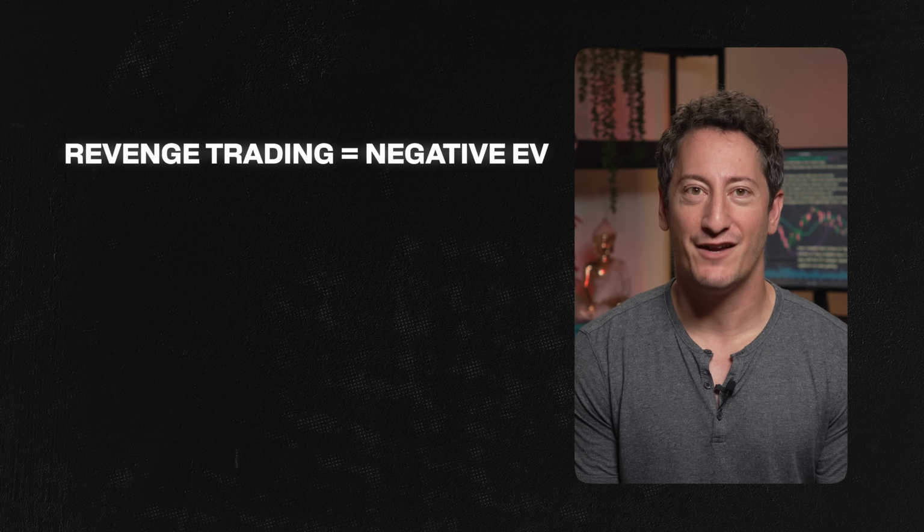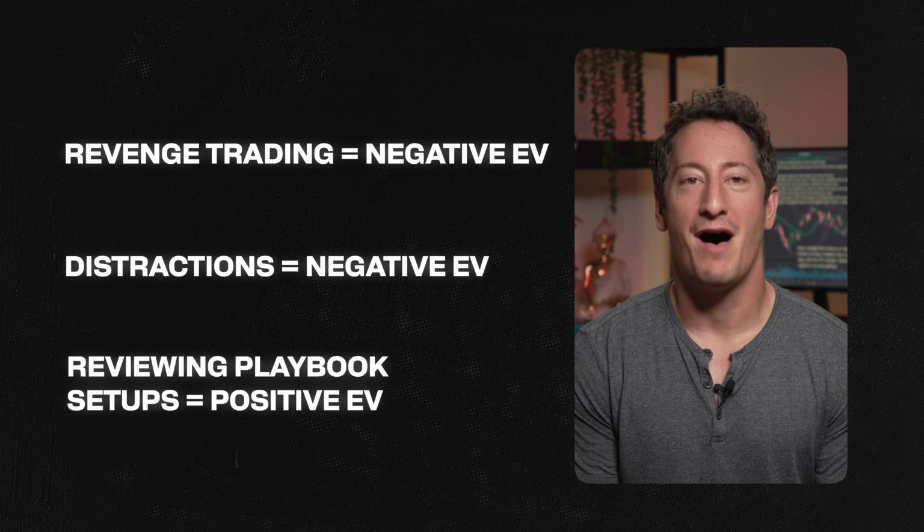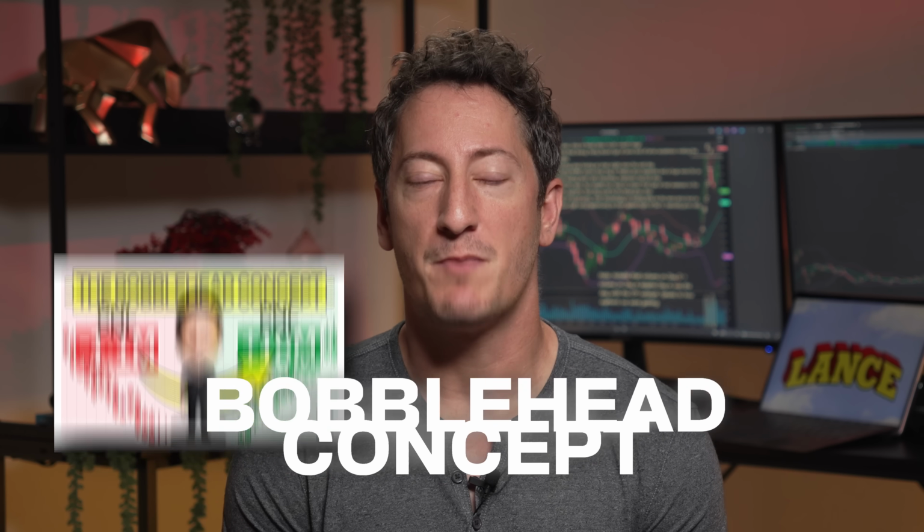Revenge trading, negative EV. Checking P&L mid-trade, negative EV. Reviewing playbook setups, positive EV. If you treat your workflow like a portfolio of expected value bets, you'll start eliminating the ones that drain edge from your system. This connects directly to my bobblehead concept.